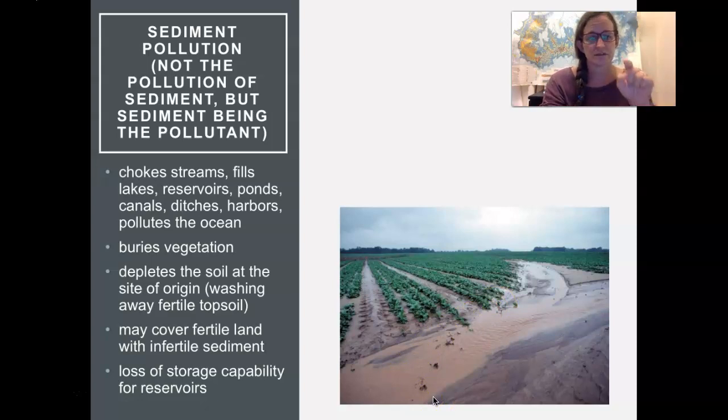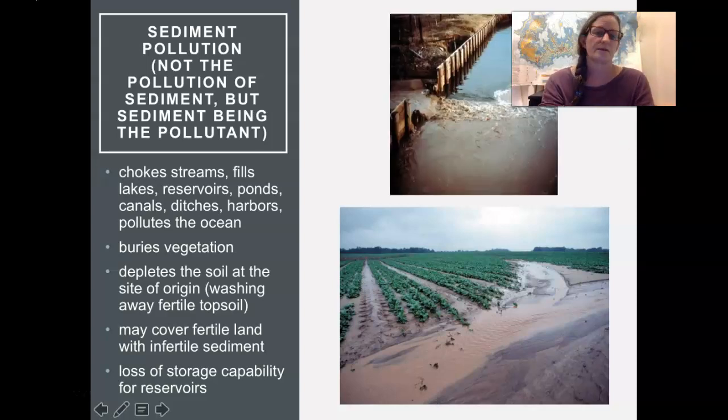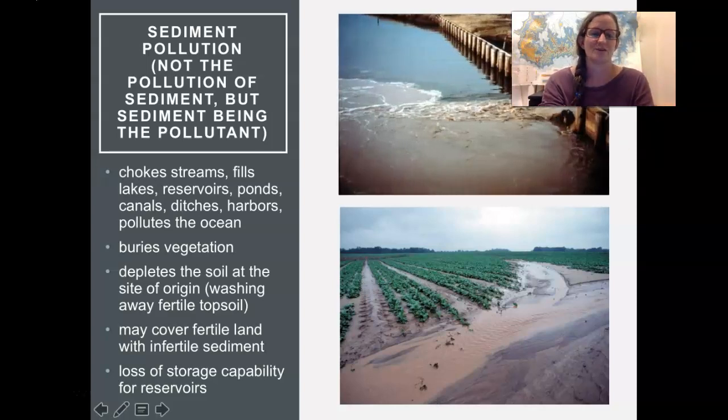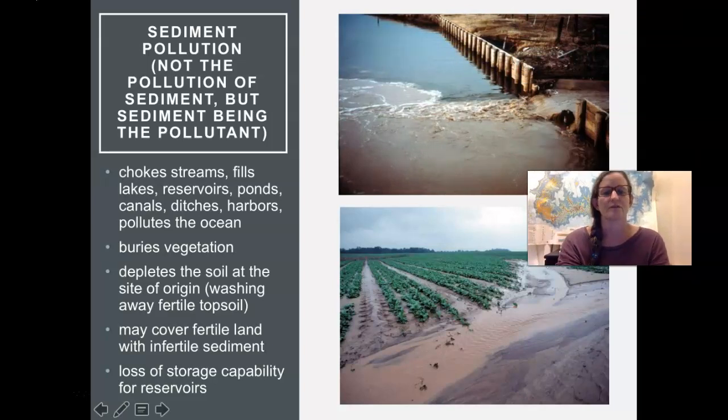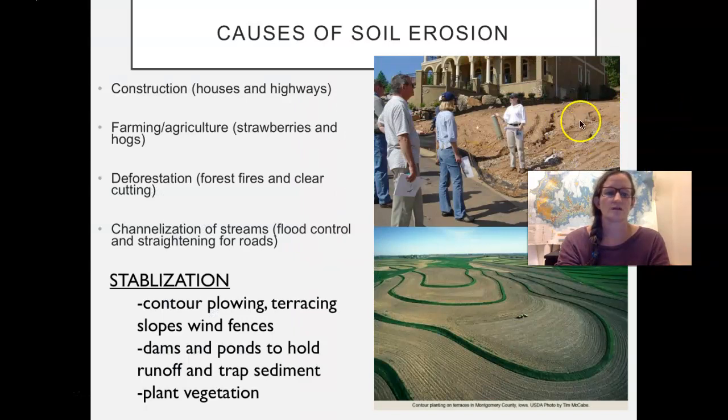It's also depleting the soil in that field. So that field is getting harmed by losing that precious topsoil. And that could be infertile soil, some of it, that then washes over top of other fertile soil and then down maybe into a reservoir that's losing its storage capability. So that erosion is bad. And it gets into our waterways, and that's never good for the aquatic organisms. Okay, what causes all that erosion?